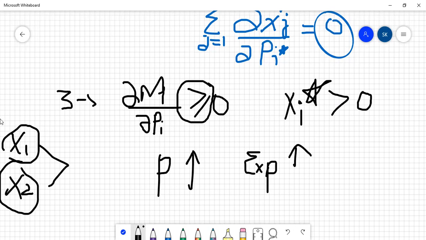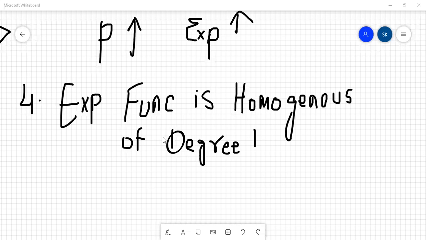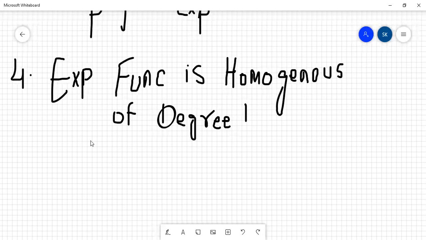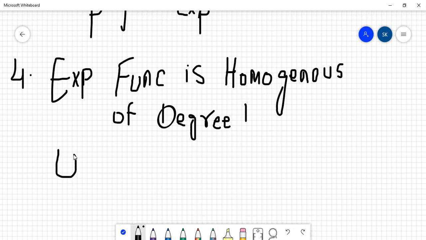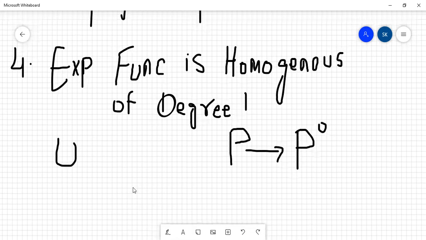Now we move to the fourth property. What is the fourth property about? The fourth property is that the expenditure function is homogeneous of degree 1 in prices. Now take a given value of u and p. Okay, now we have u, the utility level, and p, the prices. Now p is taken as p naught, that is, the power of p is equal to 0. Clear?